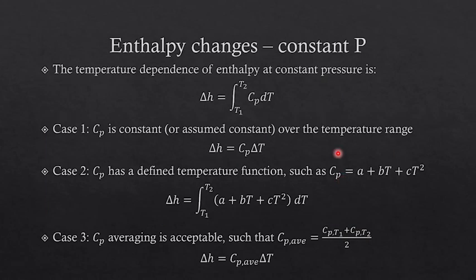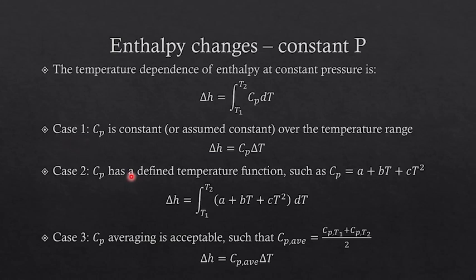Let us first consider constant pressure with a change in temperature. The temperature dependence of enthalpy at constant pressure is delta H is equal to the integral of Cp dT from the bounds T1 to T2. We have three outlined cases here. All of these could be applicable, but keep in mind that they have their own limitations.